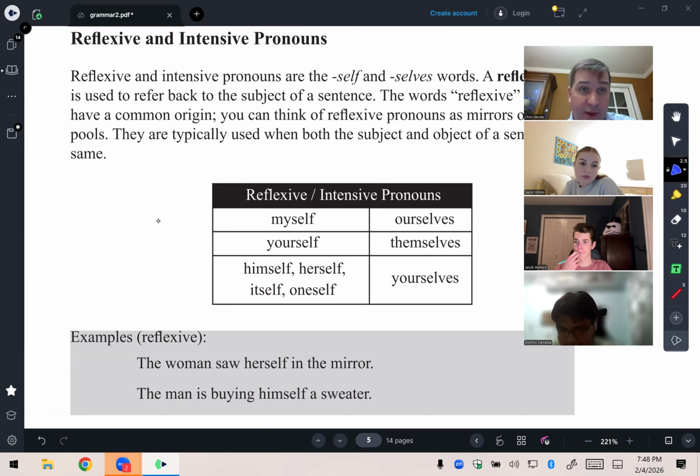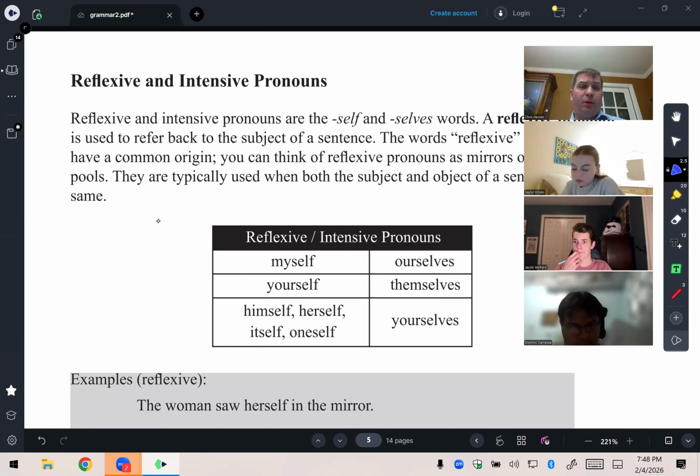Next, we're going to go over reflexive and intensive pronouns. So people have problems with these for some reason. These are the pronouns myself, yourself, himself, herself, itself, oneself, ourselves, themselves, and yourselves. And we only use these words in two different ways. We use them reflexively and we use them intensively. So if we're using them reflexively, it means that the subject, the doer of the action in the sentence, is also an object in the sentence. So someone is performing an action on himself, something like that.